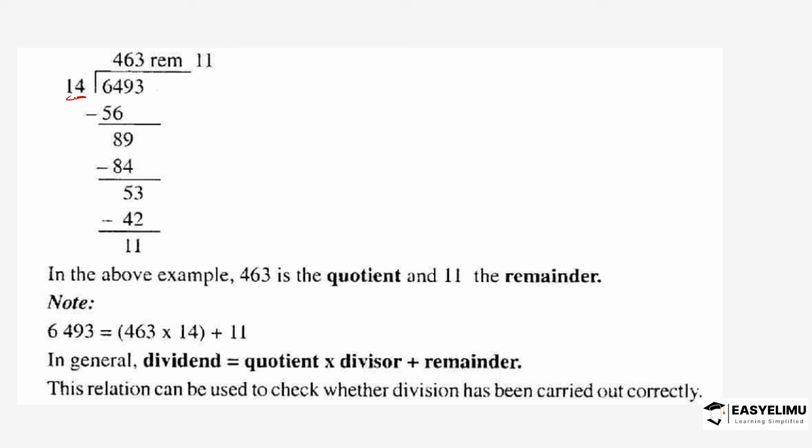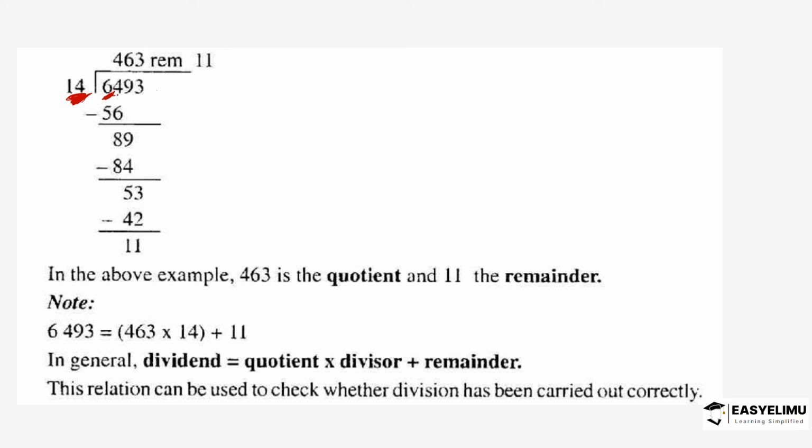So you check whether the number that is outside the divisor can divide the first digit. You see, if this first digit were greater than the divisor here, then it would be possible to divide. But now we have 6, and then you need to divide it by 14.